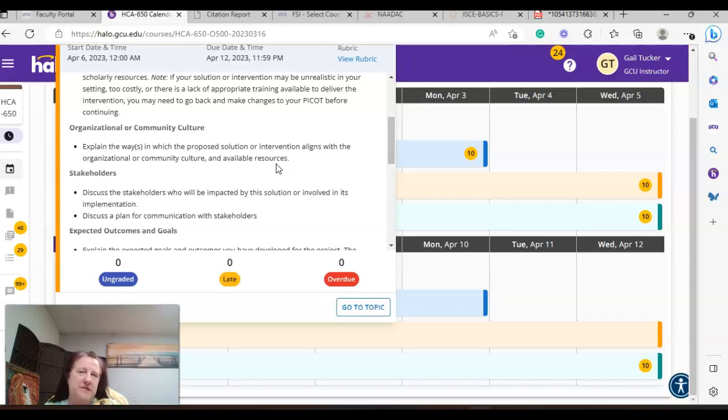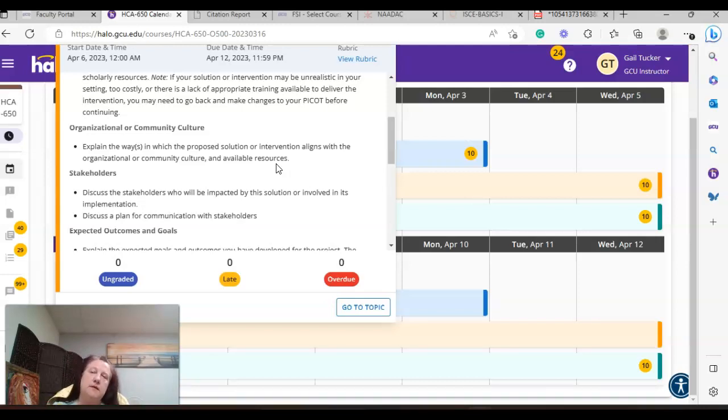How is it that this fits with the mission of your facility, or with the community culture of that facility? Maybe it's a church-based organization, for example, a nonprofit. They do a lot of these types of things. They're very much into patient safety and quality of care, whatever it is.